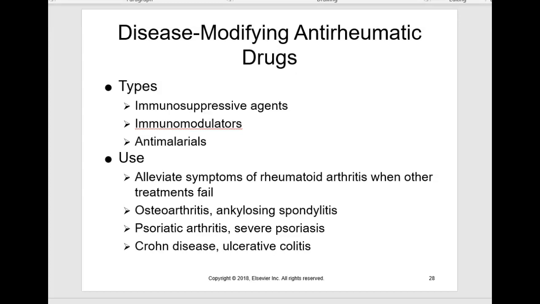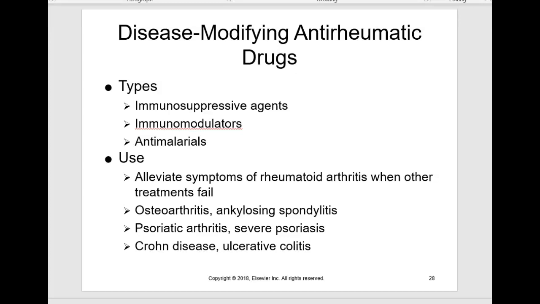This lecture will go over disease-modifying antirheumatic drugs. The types of drugs that we're going to talk about in this lecture are drugs that will be used to treat disorders that are immune-related, ones that regular NSAIDs just aren't quite strong enough to treat the symptoms of.